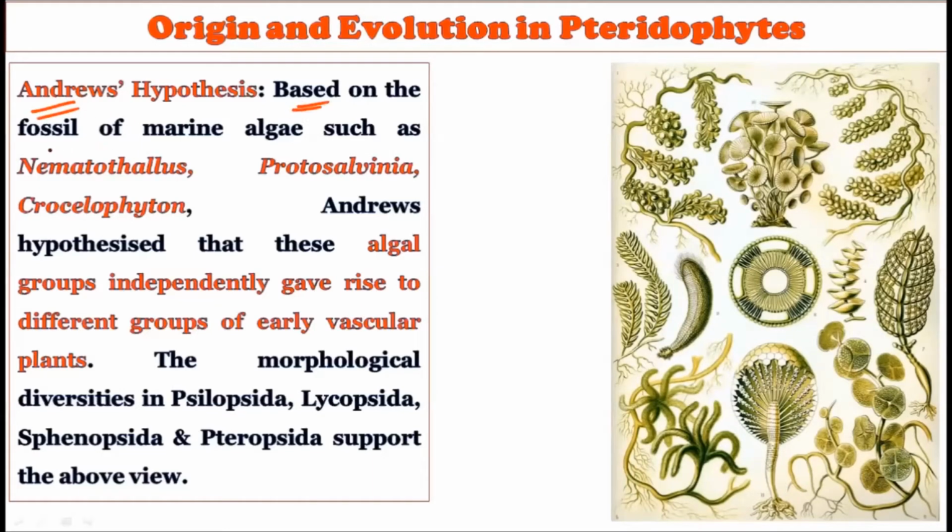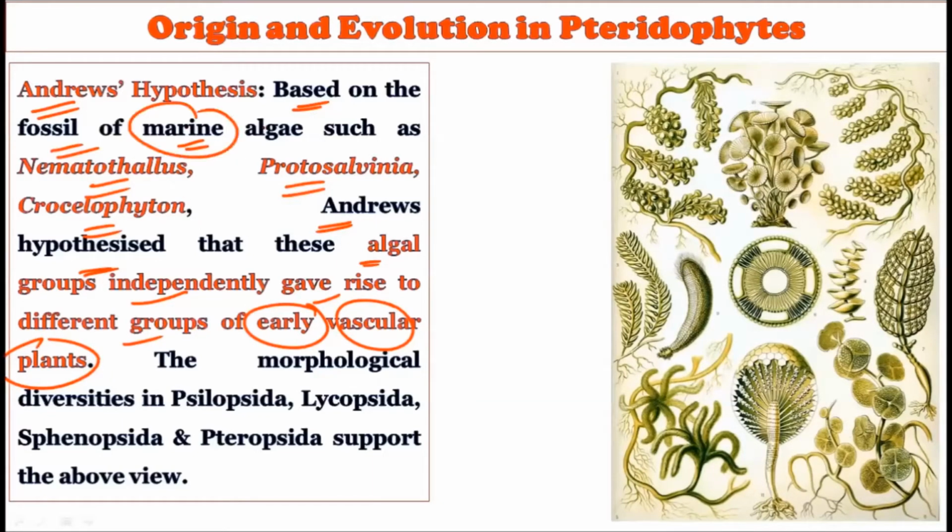See, based on the fossils of marine algae such as Nematothallus, Protosalvinia, and Phyton, Andrews hypothesized that these algal groups independently gave rise to the different groups of the earlier vascular plants, that is the pteridophytes. So what is the Andrews hypothesis? It suggests that there are fossil records found for marine algae named Nematothallus, Protosalvinia, and Phyton. These groups independently gave rise to the present day vascular plants. These present day vascular plants are there just because of the marine algae which are now extinct.